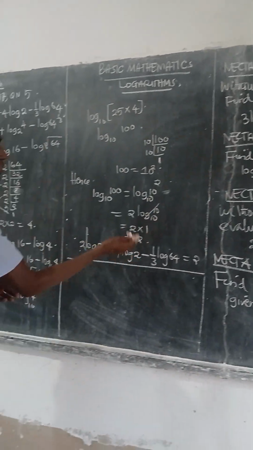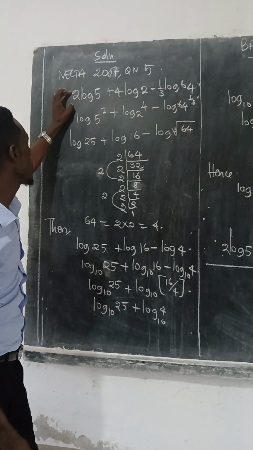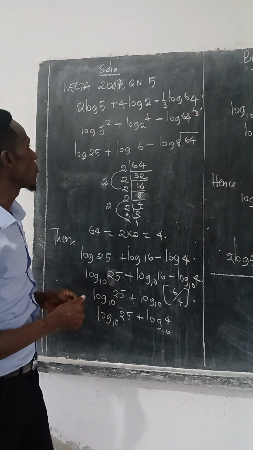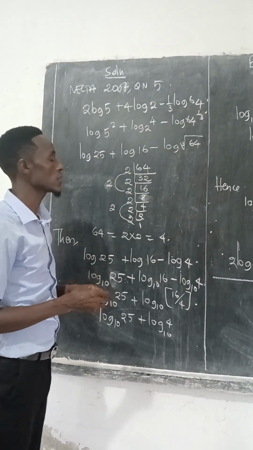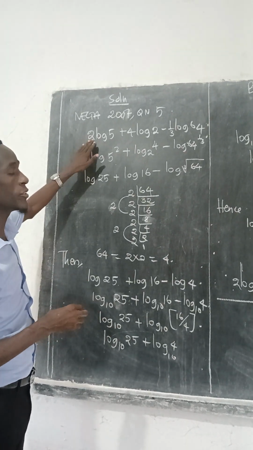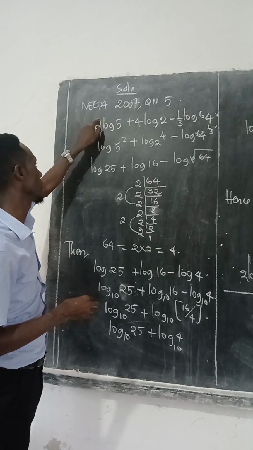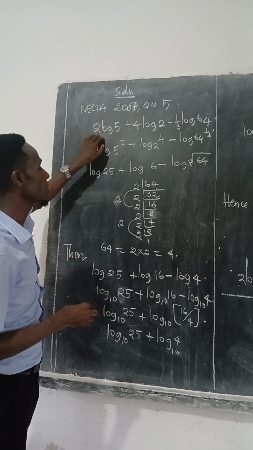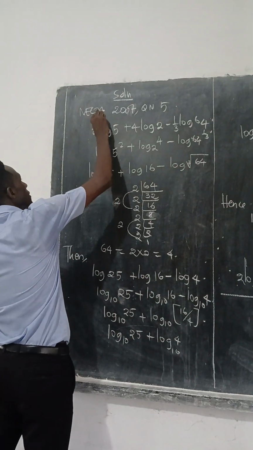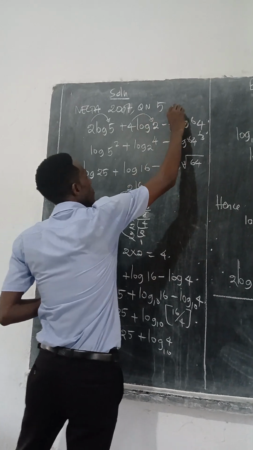This kind of question you can solve in this way. You have 2 log 5 plus 4 log 2 minus 1/3 log of 64. When you find the numbers before the logarithms, this was the 2 before the logarithm, and here you have 4. Just move these numbers and turn them back to this side.